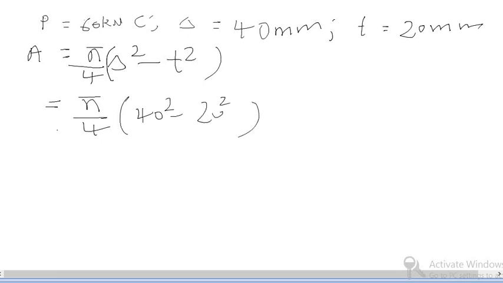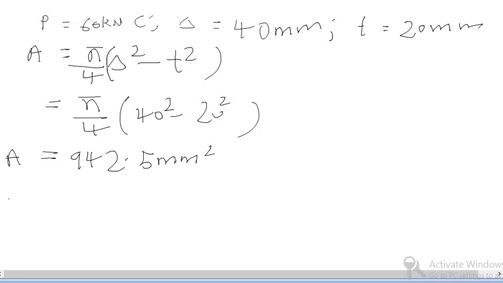Pi is 3.142 per calculator, or 22 over 7. So just spread the values and get the area, which is 942.5 millimeter square. So now we have the area and we have the force.